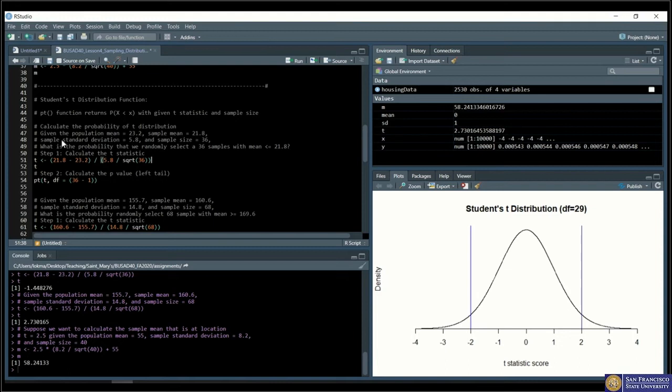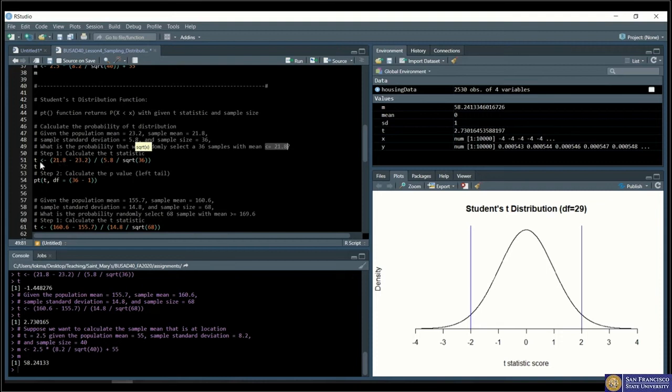So for instance, I have the following information about the population. 23.2 is the mean of the population. Sample mean 21.8, standard deviation 5.8, and sample size 36. And we want to answer, what is the probability that we randomly select 36 samples with a mean less than or equal to 21.8? So basically we are trying to figure out what is the probability that we can do that.